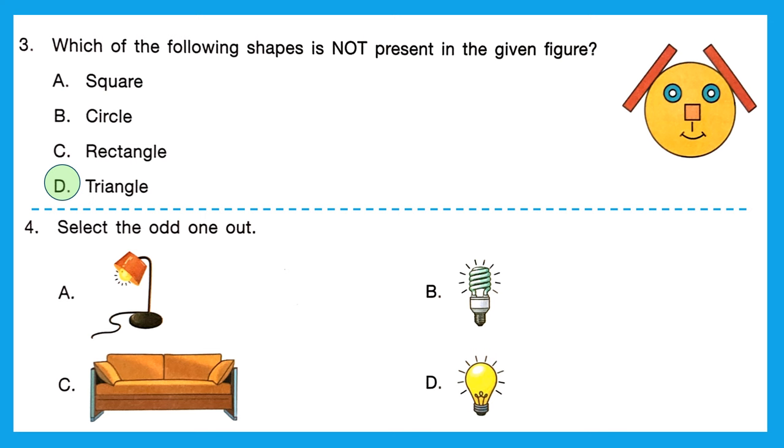Question 4. Select the odd one out. The one which does not fit in the group. A is an electric lamp. B is a bulb, C is a sofa, and D is again a bulb. So B, D and A, all these three run on electricity. And C, sofa, does not run on electricity. So the odd one out should be C, sofa.